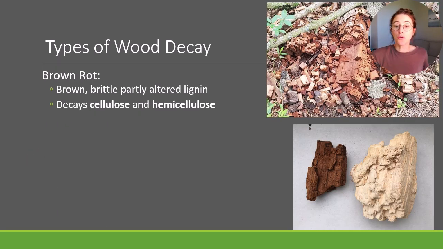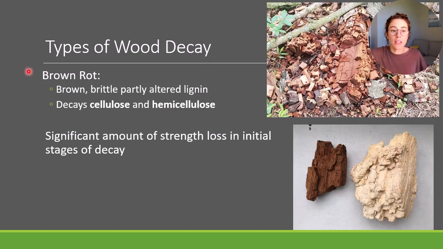Now, if we flip over to brown rot, so brown rot is brittle and altered lignin. So mostly it's going to go after the cellulose and the hemicellulose, and they'll leave the lignin again for more advanced stages. Now, typically there's significant amount of strength loss in the initial stages or incipient stages of decay. So that's like very, very beginning stages. And so while we have with our white rot more strength loss in advanced stages, brown rot, you see more strength loss in the earlier stages. And so that's a bit of a difference.